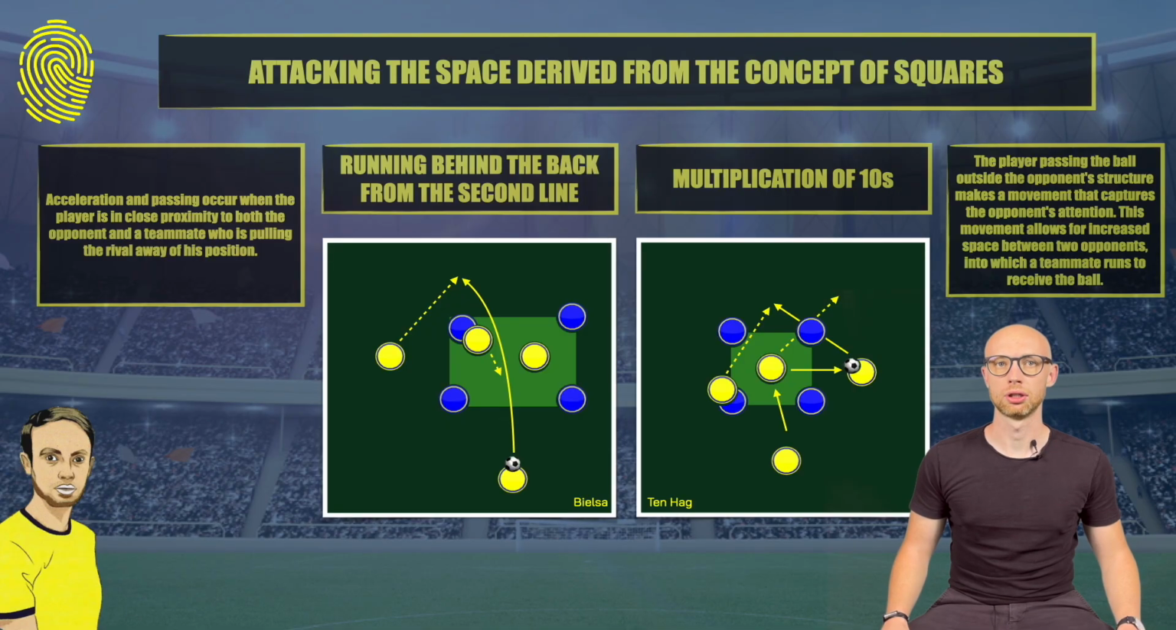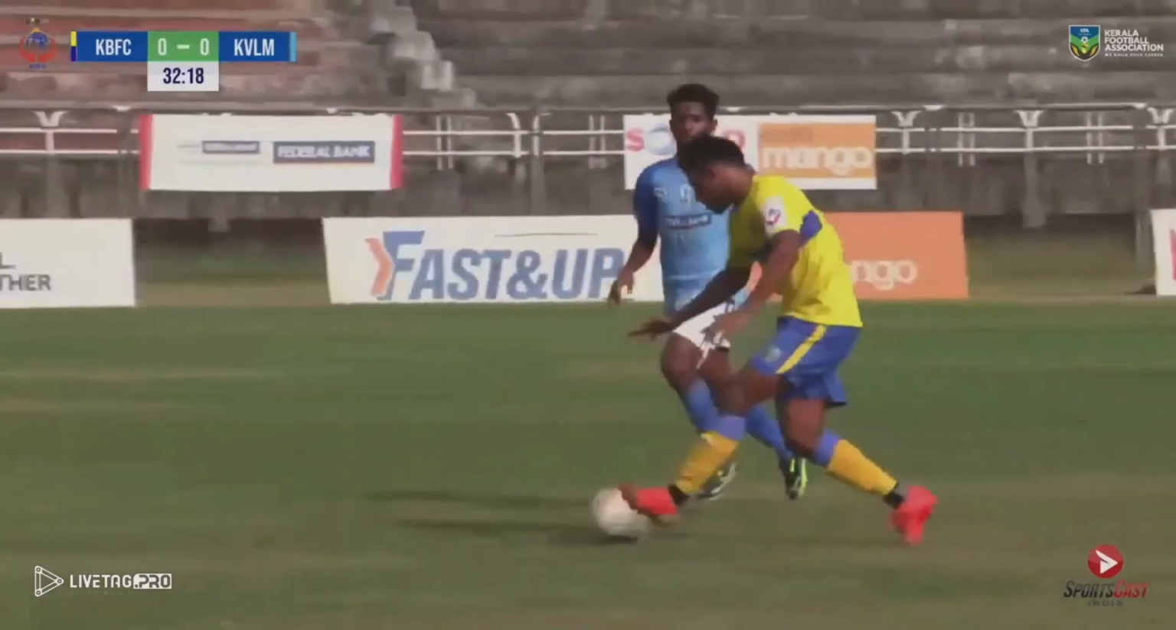Another solution proposed by Bielsa for attacking space is the run behind the opponent from the second line. Similar to the solution executed on the ground, in this airborne action, the acceleration of actions and the pass occur when the player attacking the space is in close proximity to the opponent and his partner, who pulls the defender out of position.